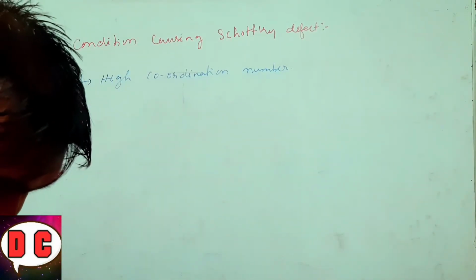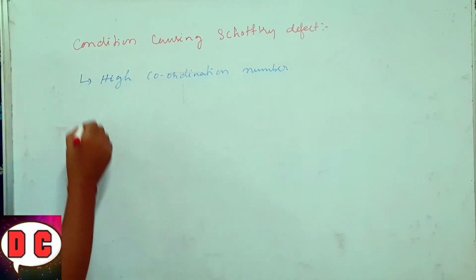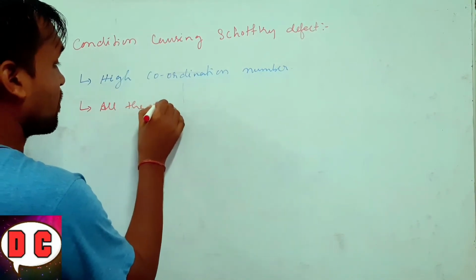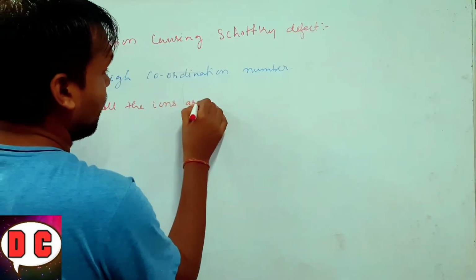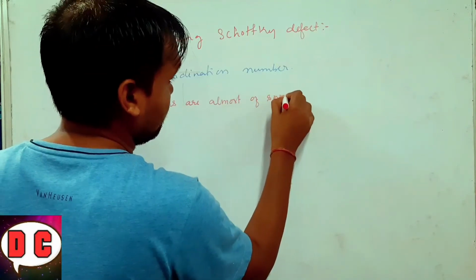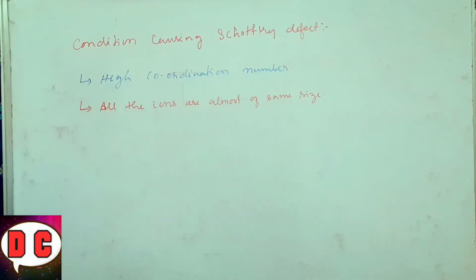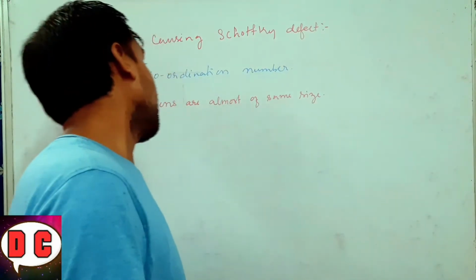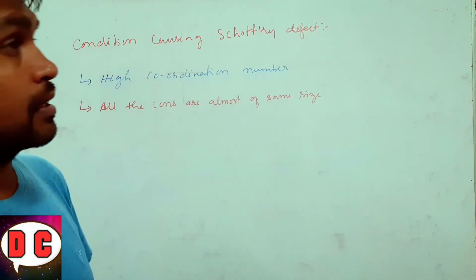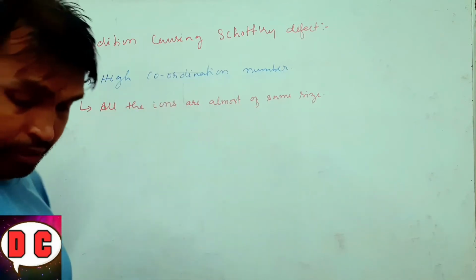Next, the second reason is that all the ions are almost of the same size. So these are the two causes for Schottky defect. What is the first cause? The high coordination number. And the second cause is what? All the ions or atoms present in stoichiometric compounds are almost the same size. So that is why this Schottky defect occurs.